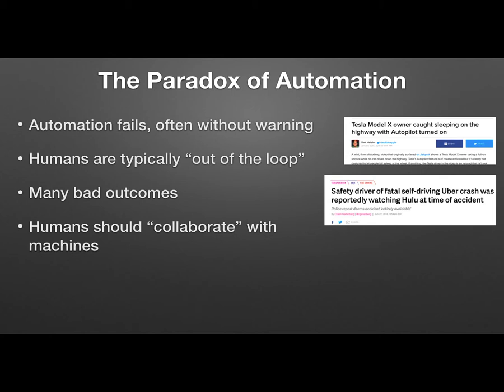Well, now the human has to first of all get into that context to figure out what's going on. They were doing something else, most likely. So now they've got to try to understand the state of the world this system is in, and then they've got to somehow repair it. Whenever this happens, we refer to humans as being out of the loop.